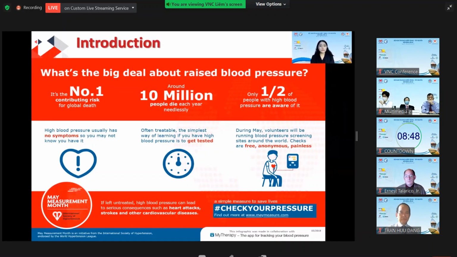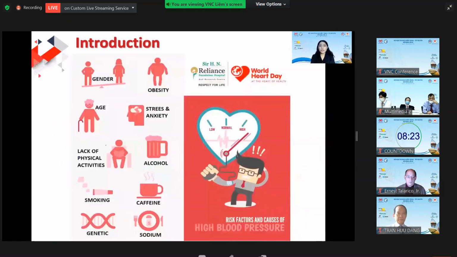Despite its serious concern, just half of the hypertensive population are aware of their condition. Normally, hypertension is testable, and the simplest way to detect this disease is blood pressure measurement. And this is also the main objective of the May Measurement Month campaign. This picture illustrates some hypertension risk factors.